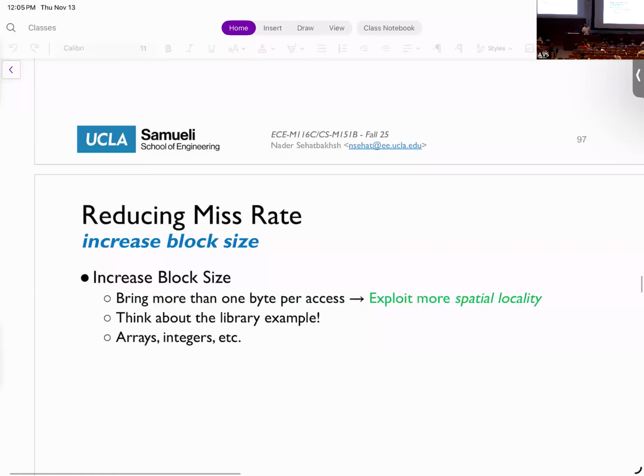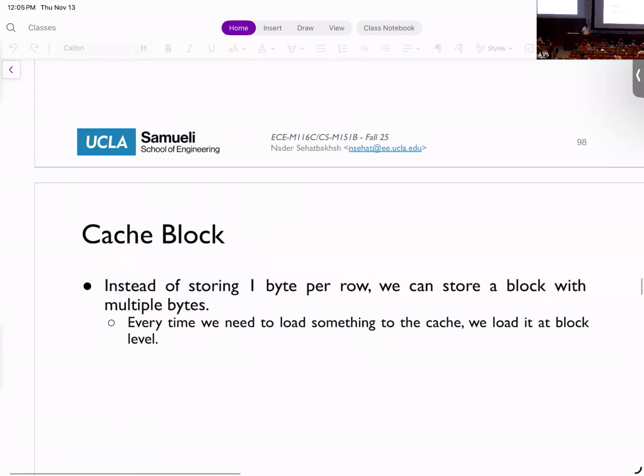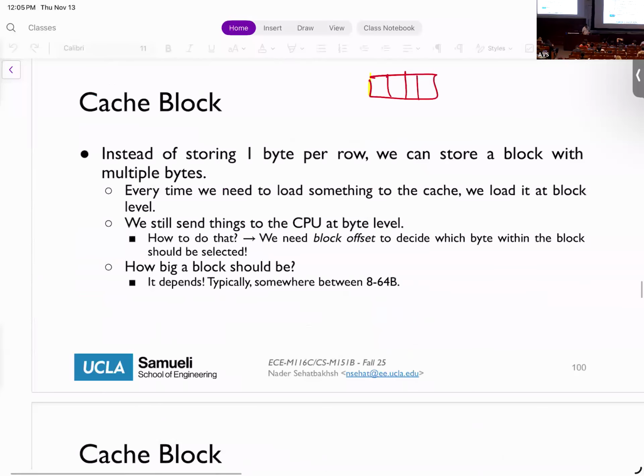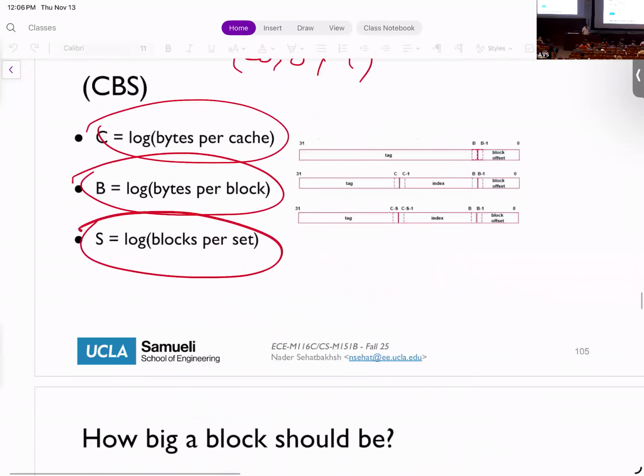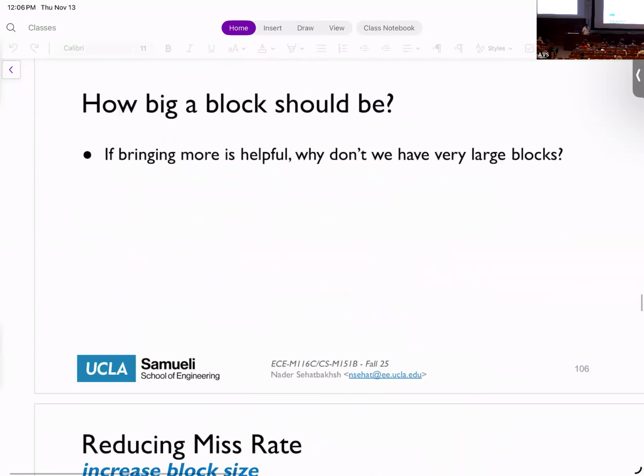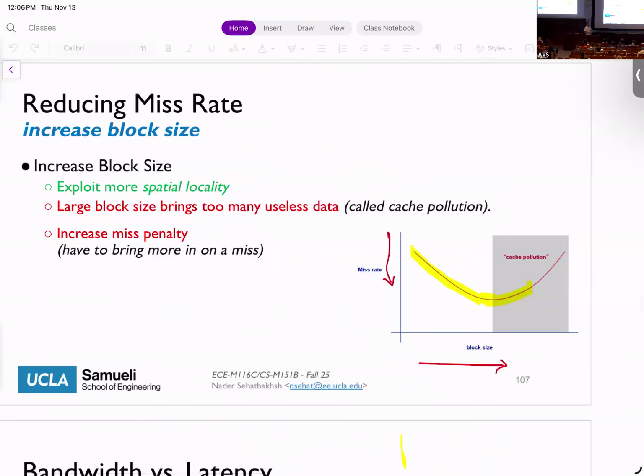And we started talking about how we optimize each one of these. We started with reducing miss rate. We talked about blocking and block size and how blocking can help. What we said is that you don't want too big of a block as well. So you want to increase the block size, but the block size has to be somewhat manageable. You don't want massive block size because that also results in what we call cache pollution.